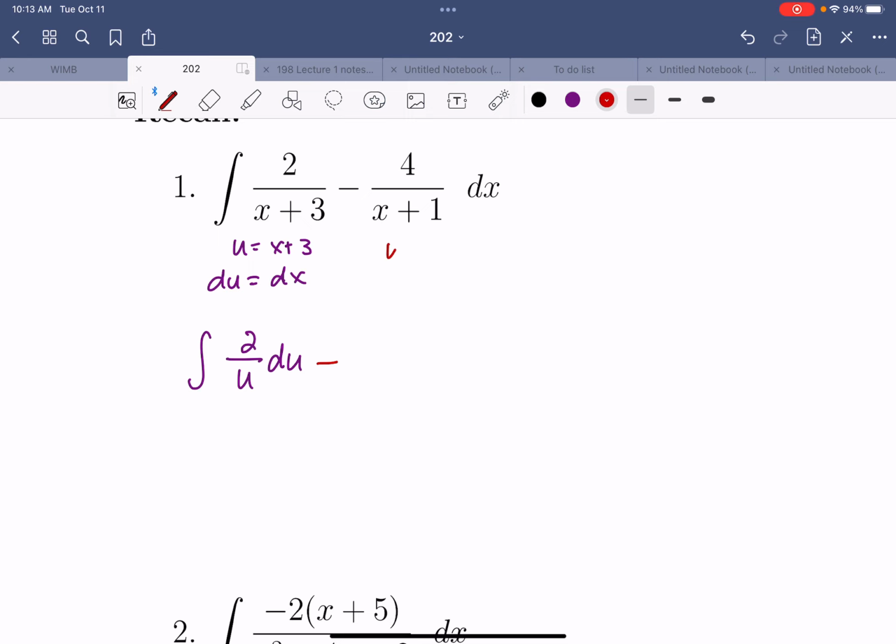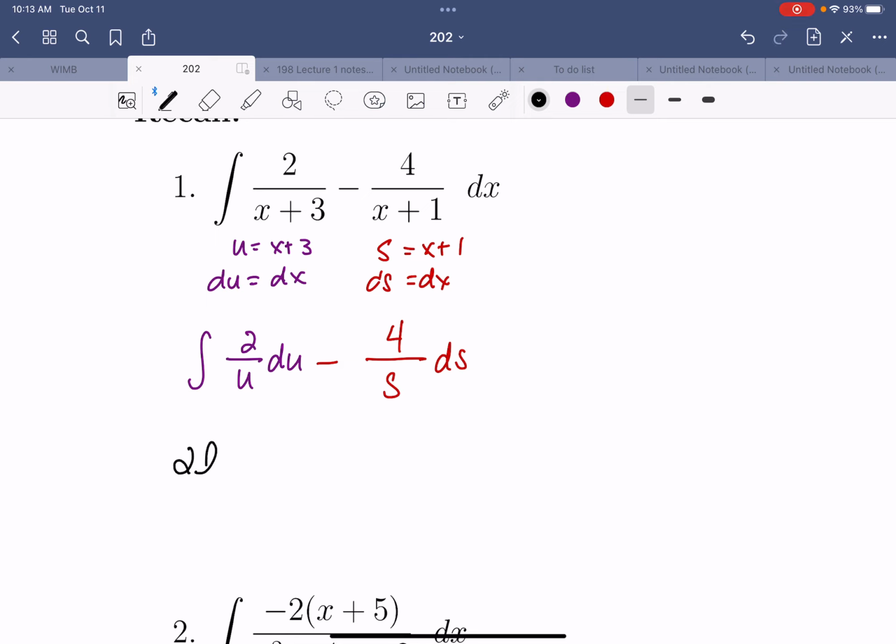Minus, over here, we'd make our u our x plus 1. And du, again, is dx, so this is 4. And let's make it a different letter just to be sure we don't mix it up. Instead of du, let's use s. So s and ds equals dx. So that's 4 over s ds. And so this just becomes the integral of 2, we can integrate right away.